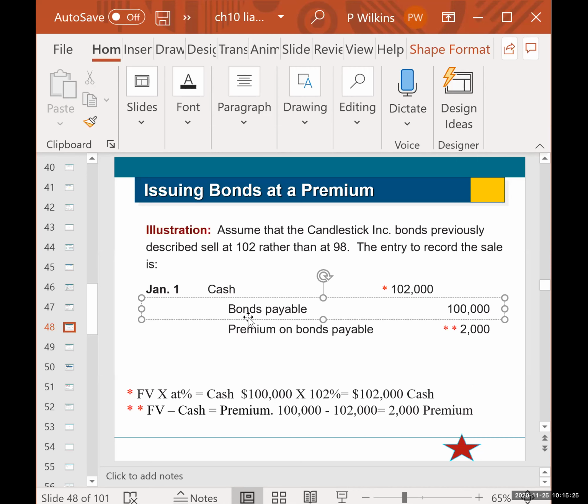So this is how you would do the entry for the issuance at a premium. You would debit cash $102,000. You would credit bonds payable $100,000. And then you would credit premium on bonds payable $2,000. So this is an example of an issuance of bonds at a premium.